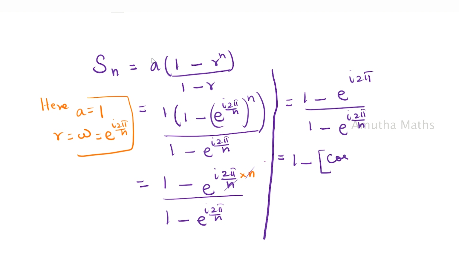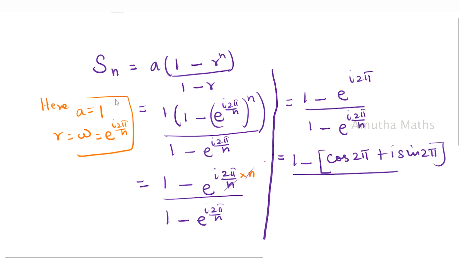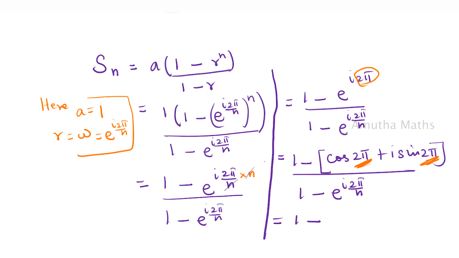இது எப்படி எழுதிக்கலாம்? Cos 2 pi plus I sin 2 pi, divided by 1 minus e power I into 2 pi by n. So that is equal to 1 minus, what is the value of cos 2 pi?